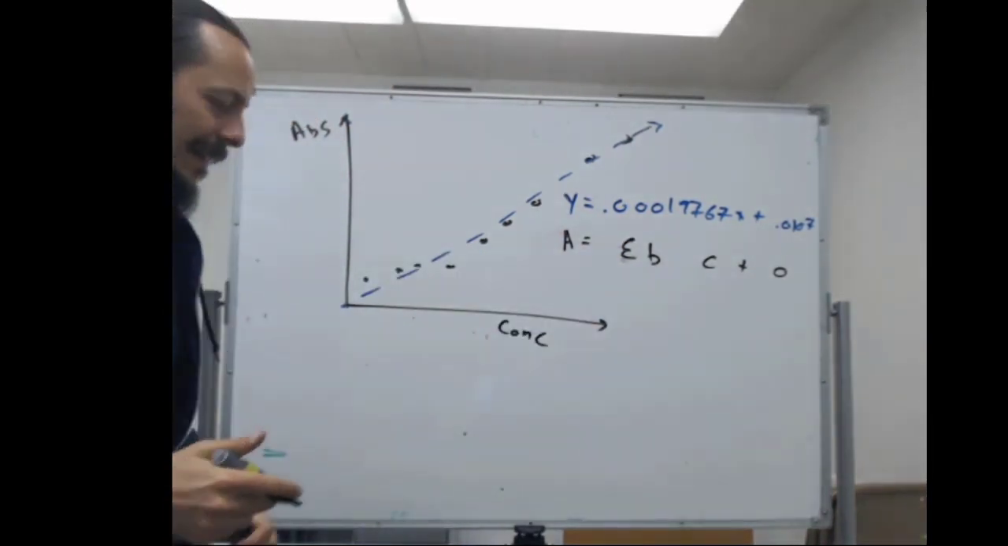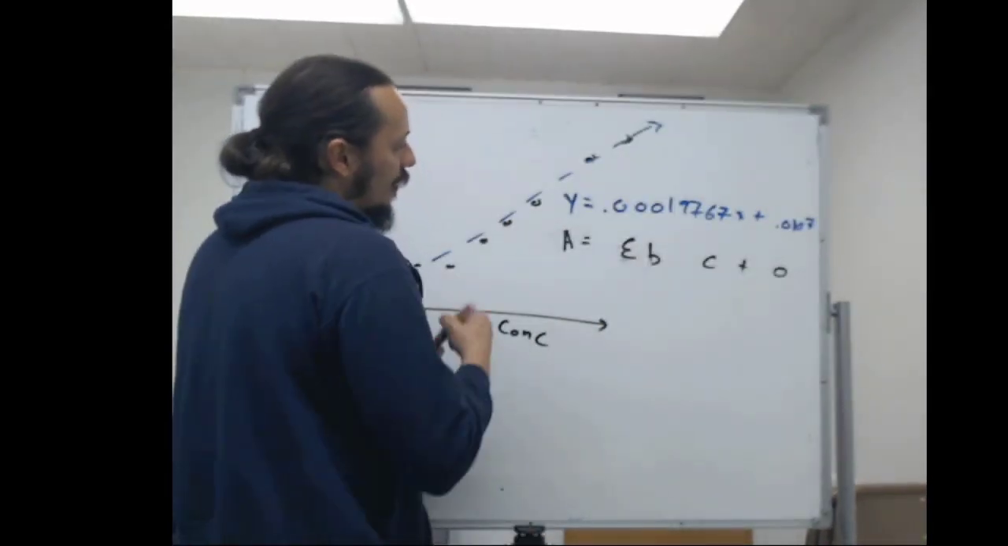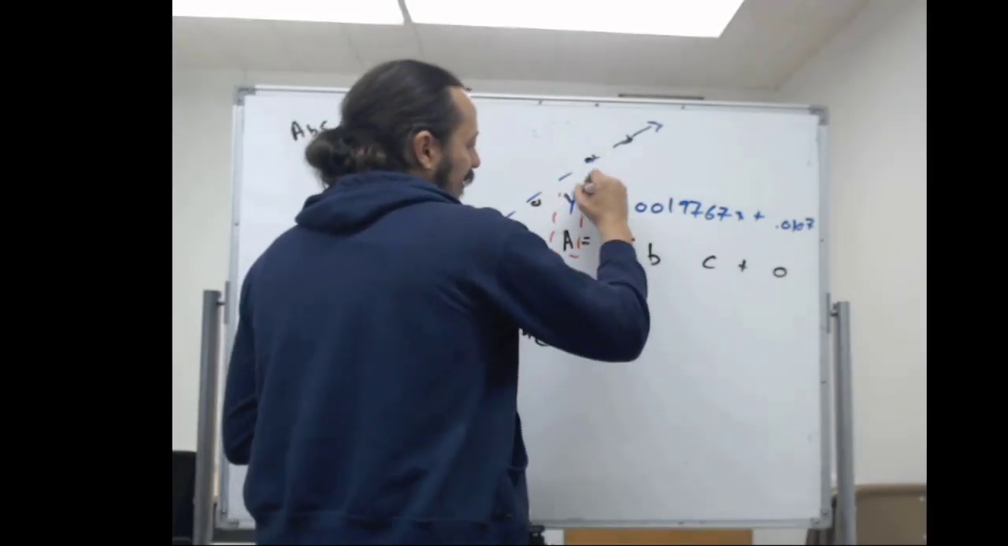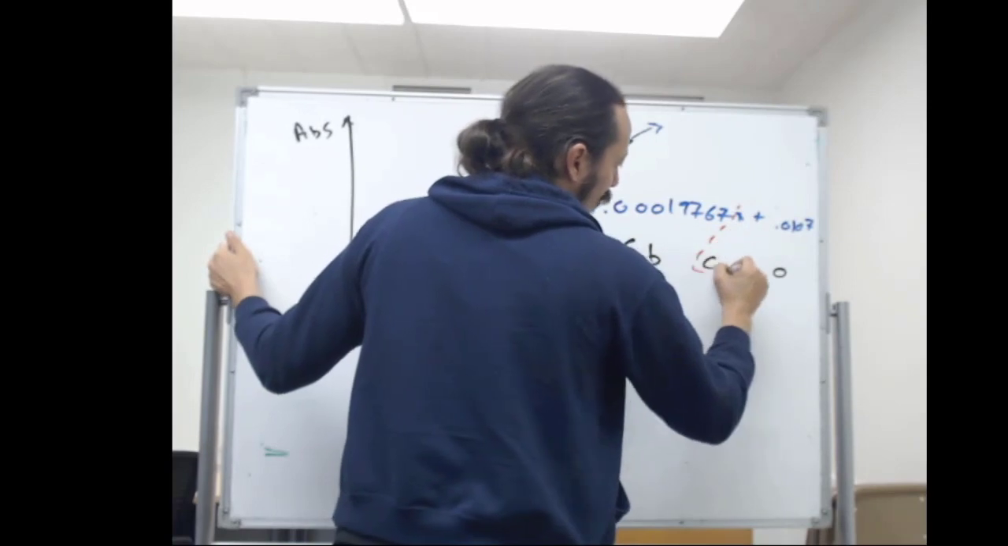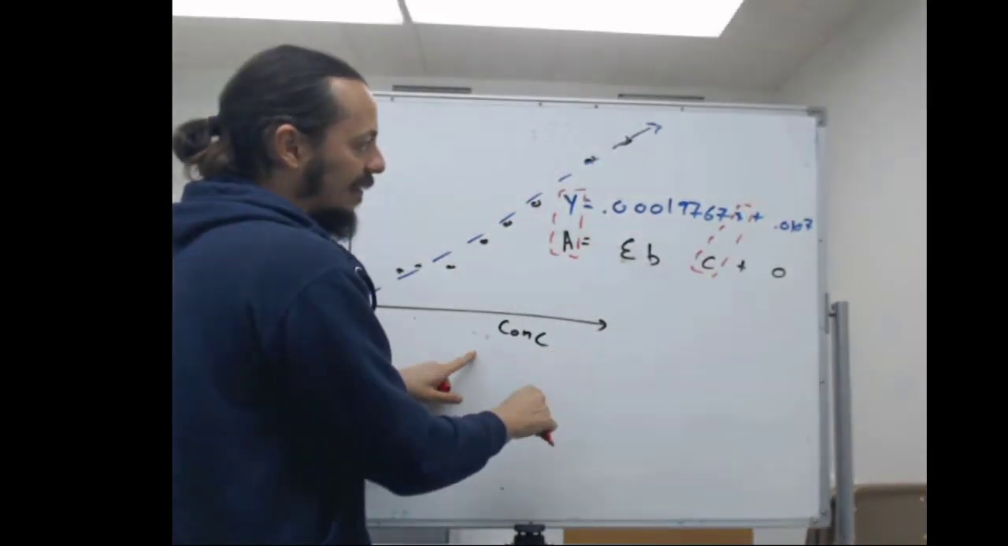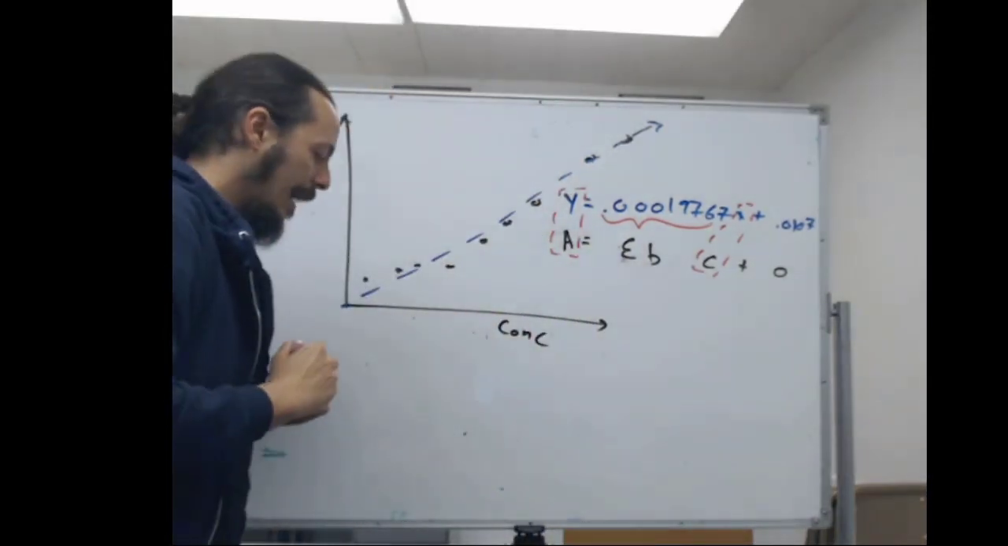There's no plus there at the end. And I tried to write this in a particularly suggestive way, where my y-axis lines up with what's on my y-axis. My x more or less lines up with my x. And then my slope should be epsilon times b.